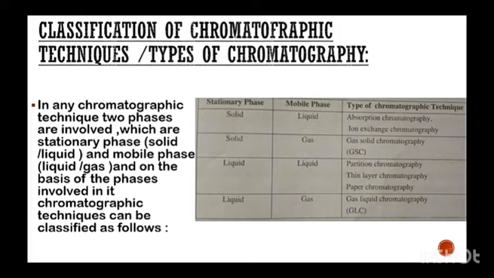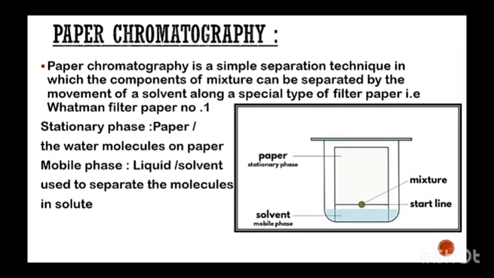But the type of chromatography which we have to discuss in detail is paper chromatography. Paper chromatography is a very simple separation technique in which the components of a mixture can be separated by the movement of solvent along a special type of filter paper, that is Whatman filter paper. So here paper is used for the separation of various components present in the mixture, hence it is called paper chromatography.